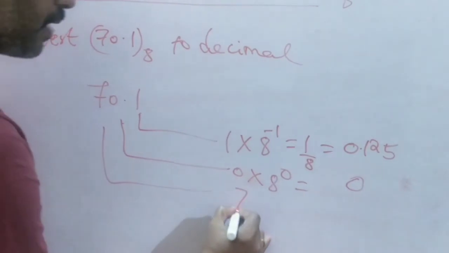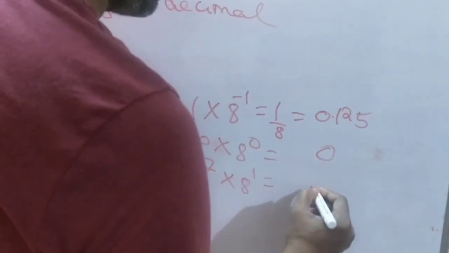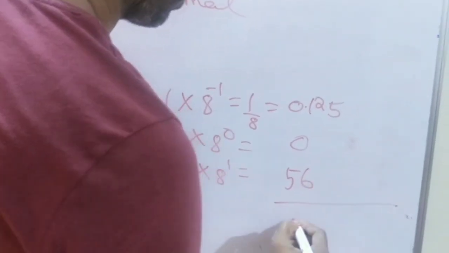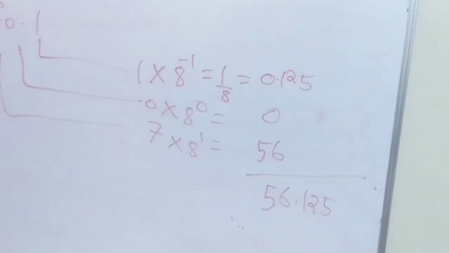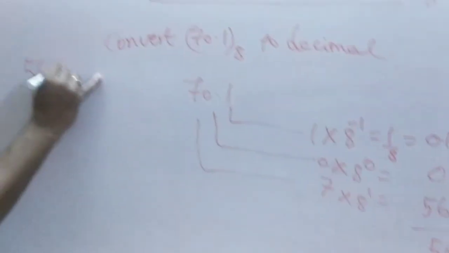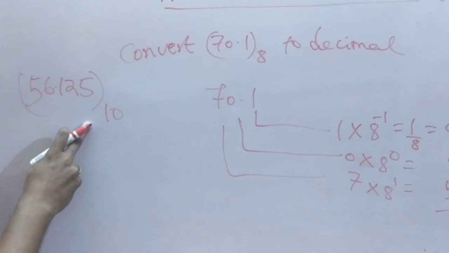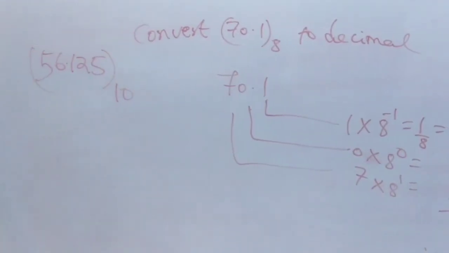Then 7 into 8 power 1, which is 8, so 7 into 8 is 56, right? So what we are getting? 56.125. So this is the answer. 56.125 base 10 is the equivalent decimal number for the octal number 70.1 base 8.